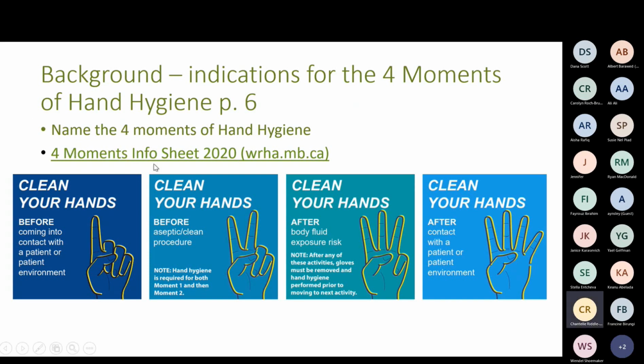You find this in the 4 moments info sheet at wrha.mb.ca. And under each of these 4 moments, it gives you a bunch of examples of what is a moment 1. What are you doing? Like entering the room, helping a person adjust themselves in bed. It tells you what examples, what are moment number 2 examples, moment number 3 examples, and moment number 4 examples.